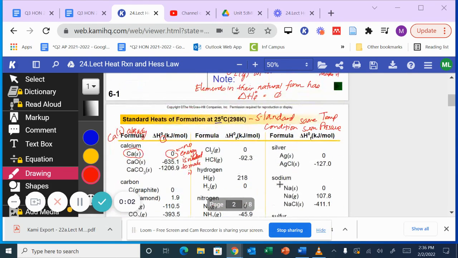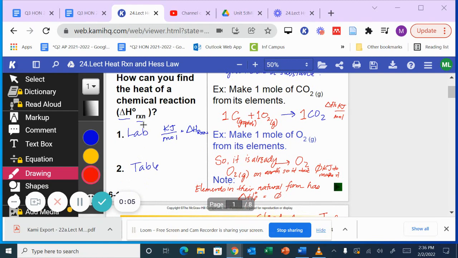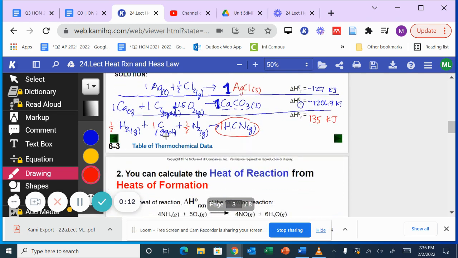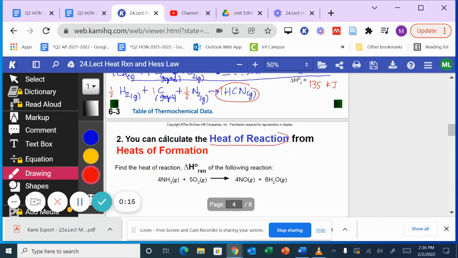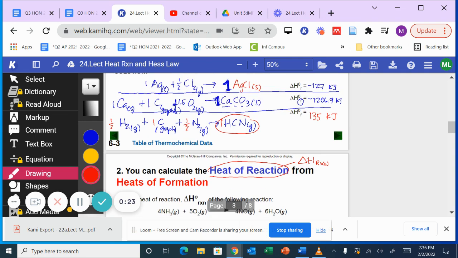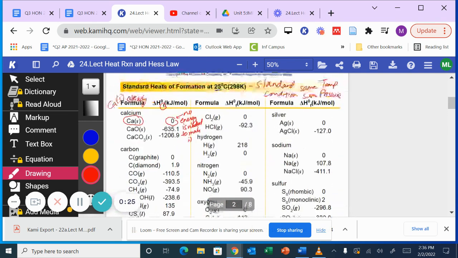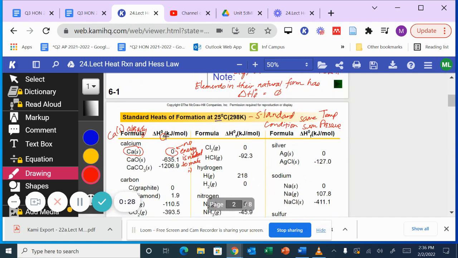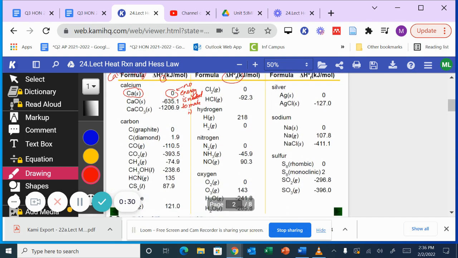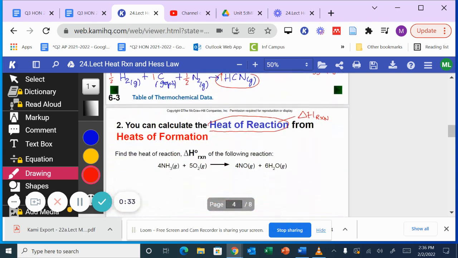So remember earlier I told you that we can get the delta H of a chemical reaction for any reaction? That's what we will do now. We will get the heat of a chemical reaction, delta H Rxn. And we can do that in the lab, or we can use the tabulated information. The tabulated information has delta H of formation in it. So we will use those values, the heats of formation, to calculate heats of reaction.